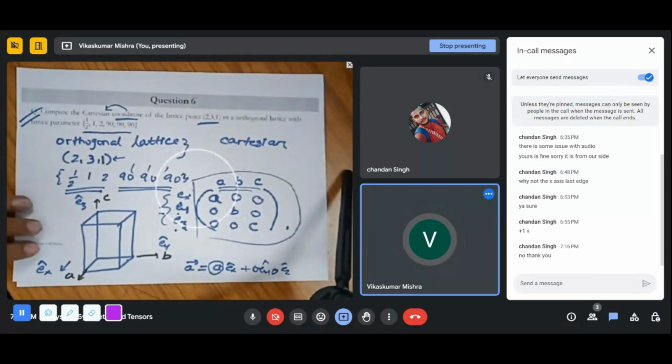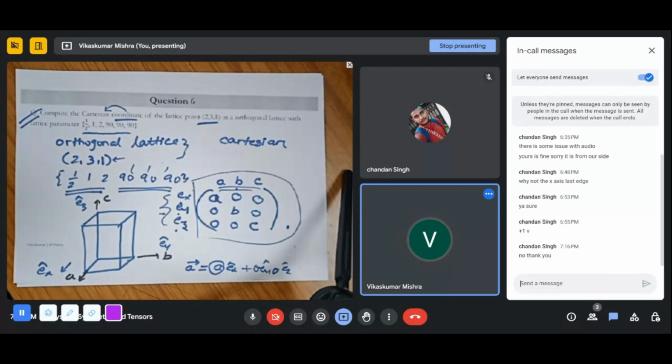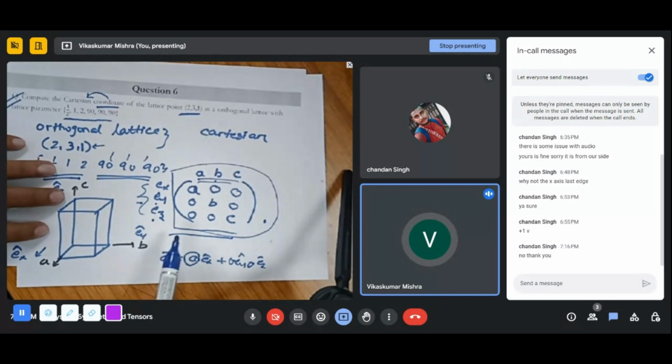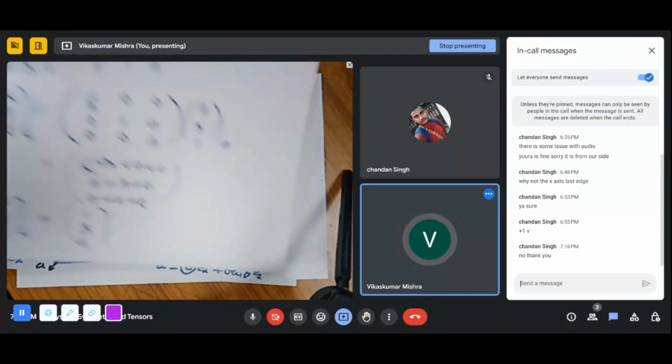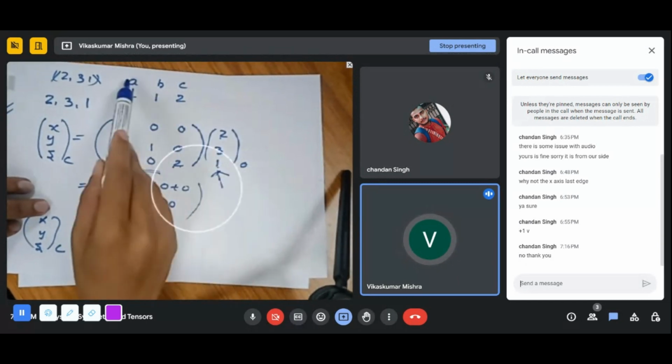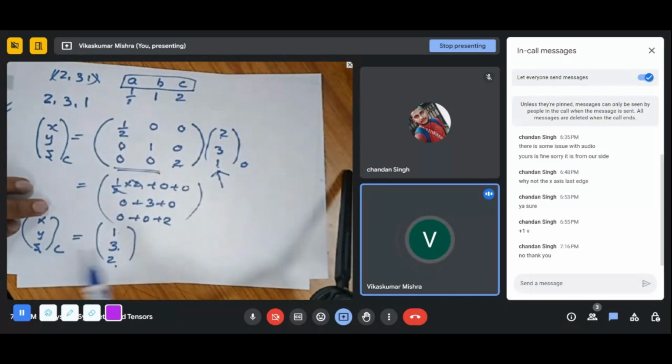See, in this type of question, when we need to transform one lattice point or one vector from one coordinate system, in this particular case orthogonal, to the Cartesian coordinate, the only effort we need to make is to find this coordinate transformation matrix. This coordinate transformation matrix will convert the old coordinates, corresponding to the old basis vectors A, B, C, to the new basis vectors Ex, Ey and Ez. That's how it is.